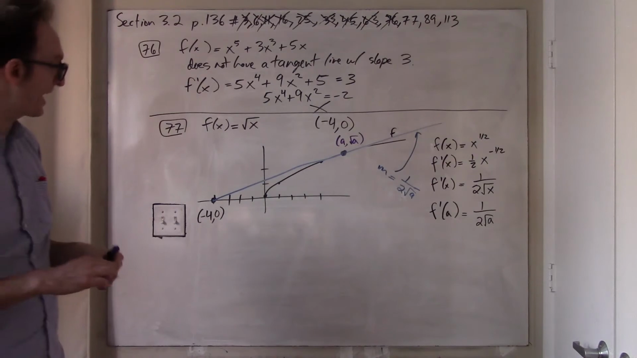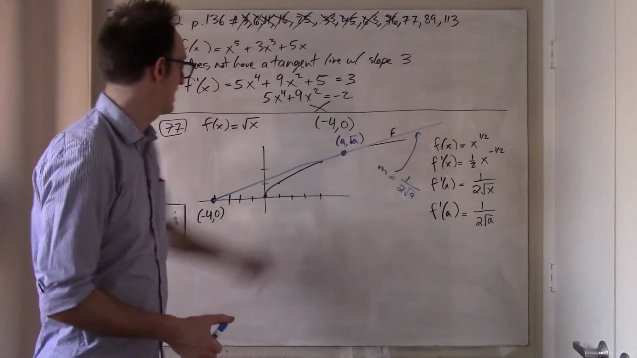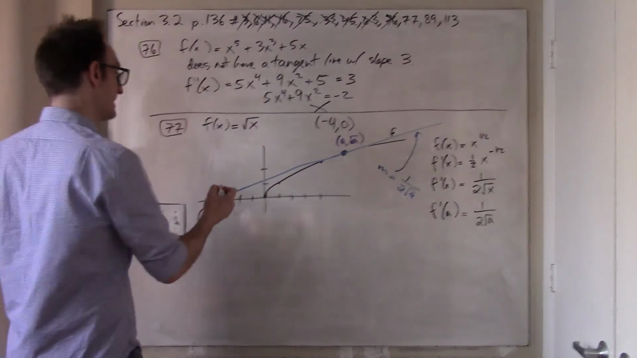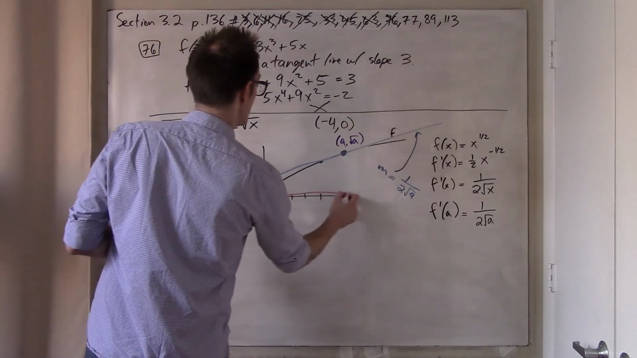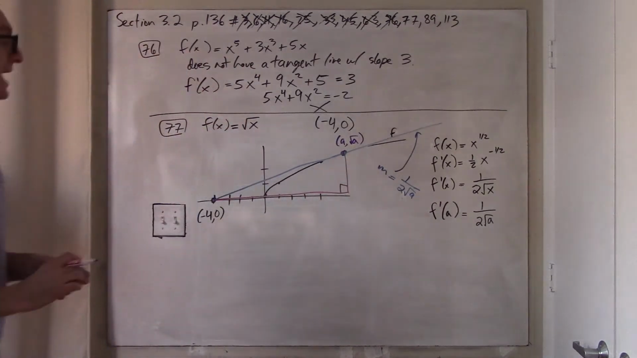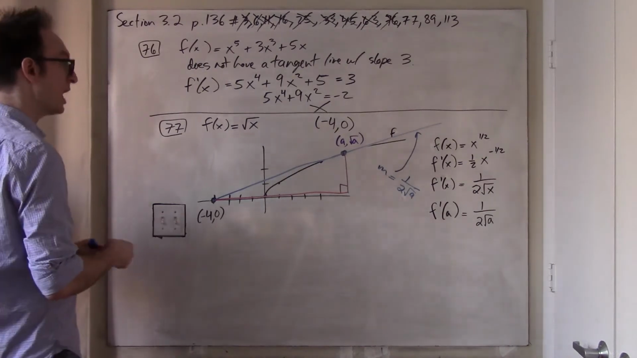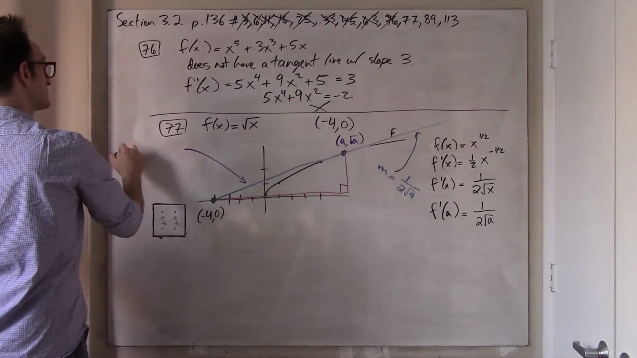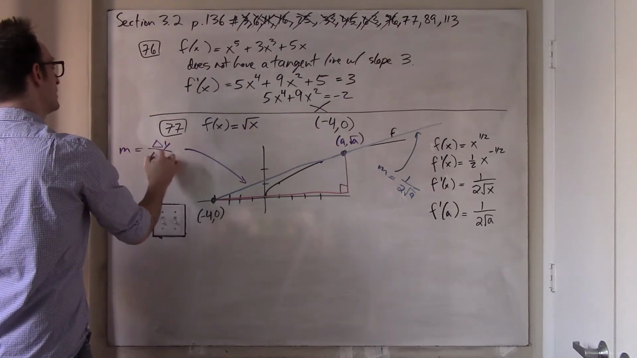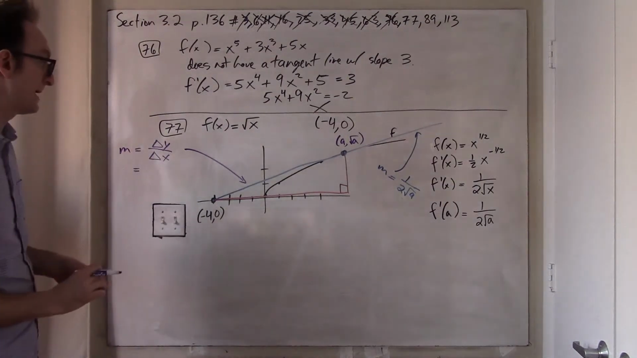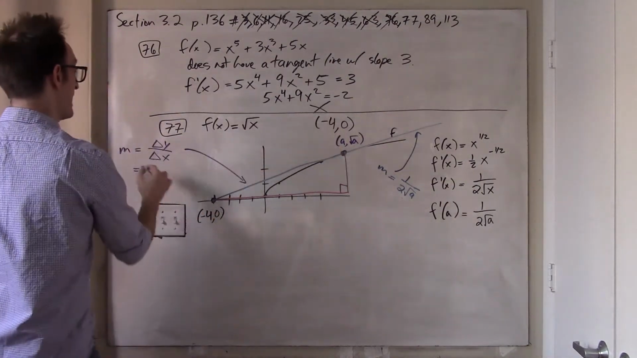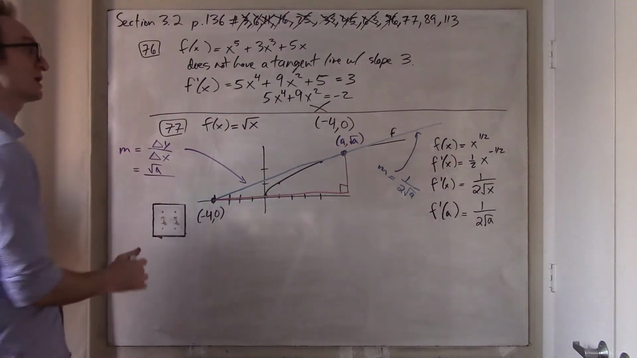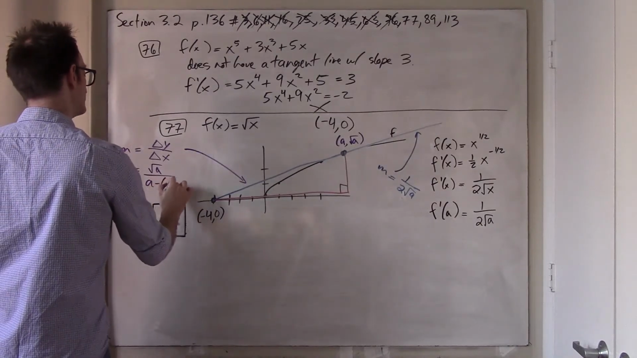But on the other hand, now that I've given this point a name, I can see that I really have 2 points. And so it's possible to give a different account of the slope of this blue line. The slope of this blue line is also change in y over change in x for these 2 points. So the slope is delta y over delta x. In other words, it's the height, which is root A, over the delta x, which is A minus -4.